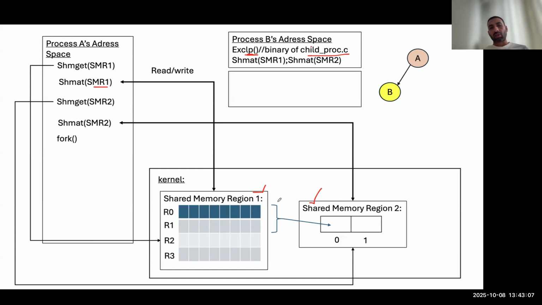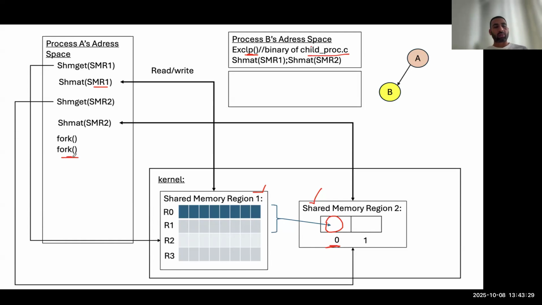So what will process B do? It will add all the elements in these two rows and put the result of their addition in shared memory region 2 at index 0. And this index will also be passed to process B as a parameter of execlp, right?